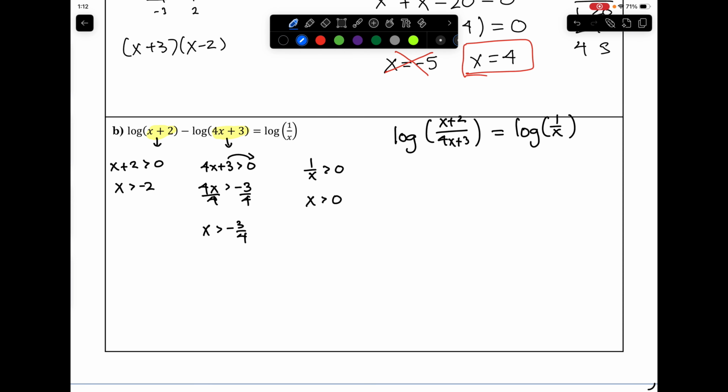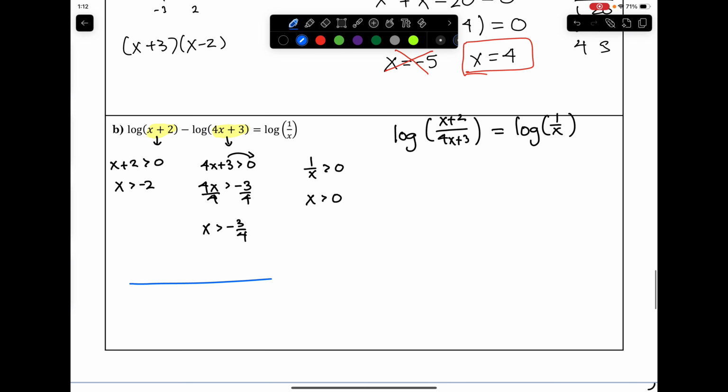So for the domain, let's visualize what this looks like. We have the number negative 2, we have the number negative 3 over 4, which is negative 0.75, and we have 0 over here on the far right. Since all of our values have to be bigger than these, the way to make sure that we satisfy all of them is to focus on the one on the very far right.